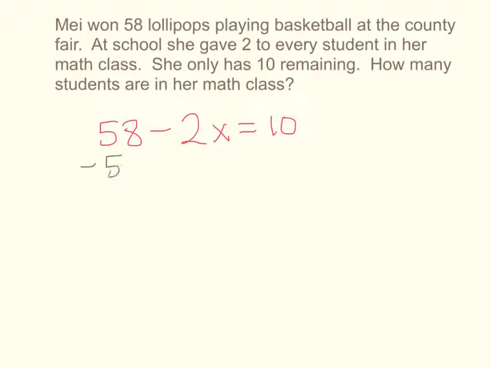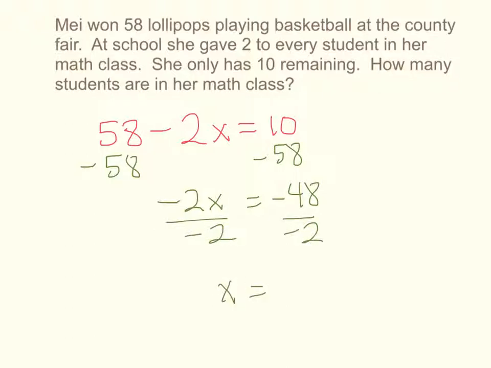Now to solve it. So negative 2x equals negative 48. Then we divide both sides by negative 2. So x equals 24.